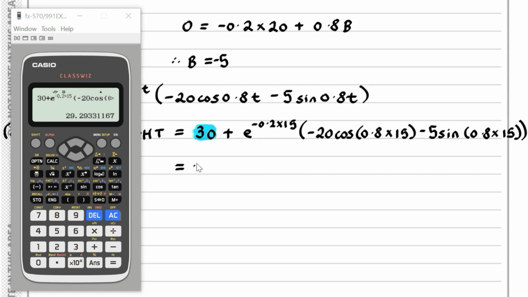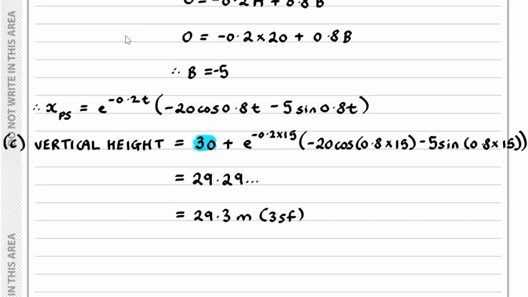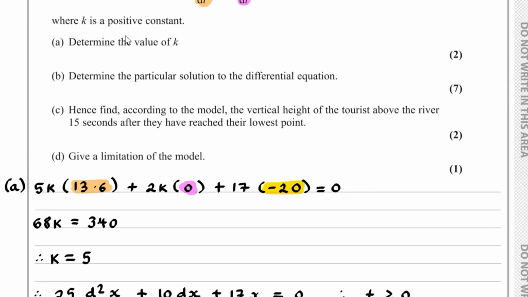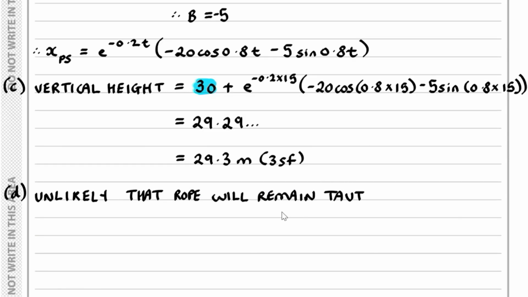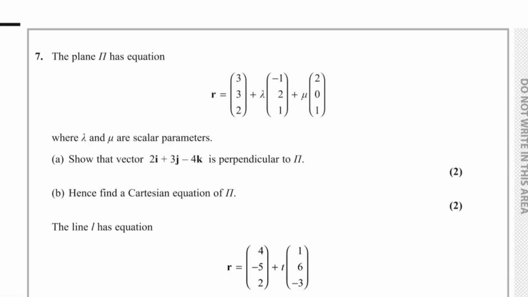So we get 29.29, etc. So we have 29.3 meters given to 3 significant figures. And now for part D, we have to give a limitation of the model. Well, it's unlikely that the rope will remain taut. That's one limitation.